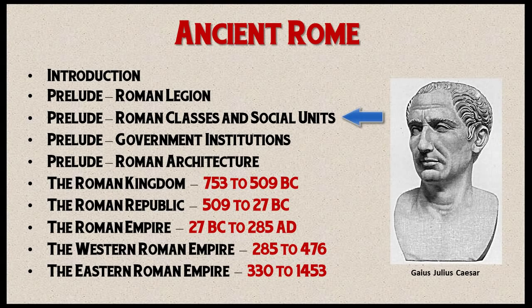Today we're going to continue on with the Roman classes and social units. Now in the last video we looked at the struggles between the plebeians and the patricians. In this video we're going to look at some of the social units and specifically some of the family structures and what they were all about. In the next video we'll move on to the government institutions of ancient Rome.